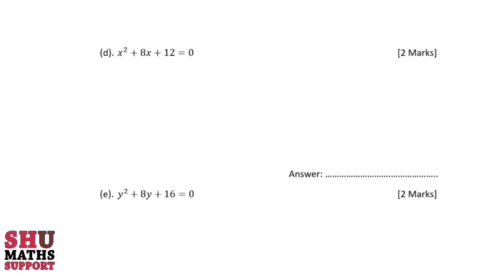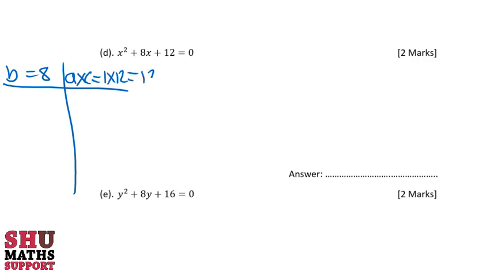So we have x squared plus 8x plus 12 is equal to 0. So we'll set up our little table. We have b is equal to 8. And then we have a times c is equal to 1 times 12, which is equal to 12. So two things that add together to make 8. So we'll start with 1. So 1 plus 7 is equal to 8. 1 times 7 is equal to 7. So that one doesn't work.